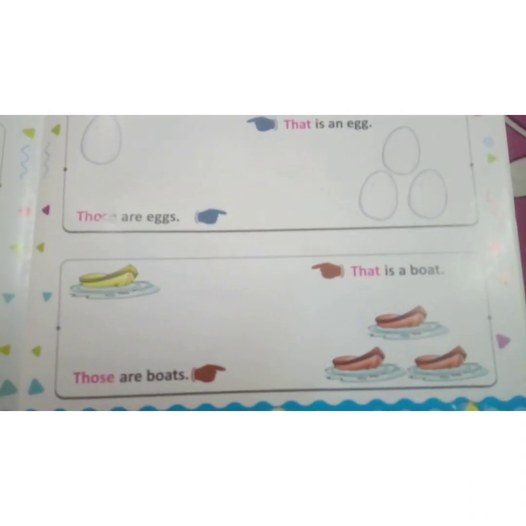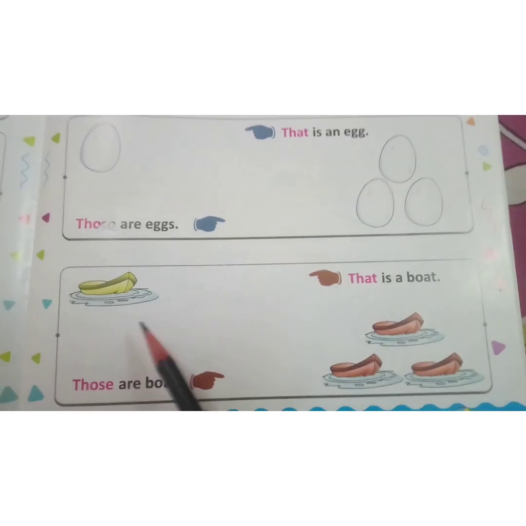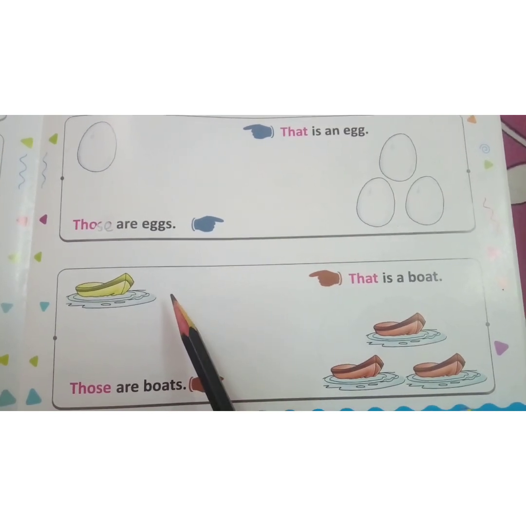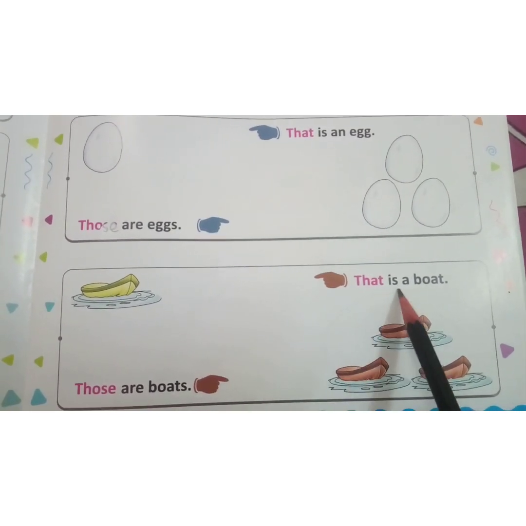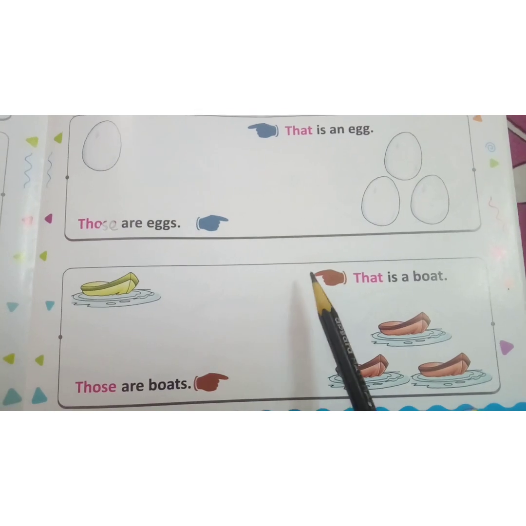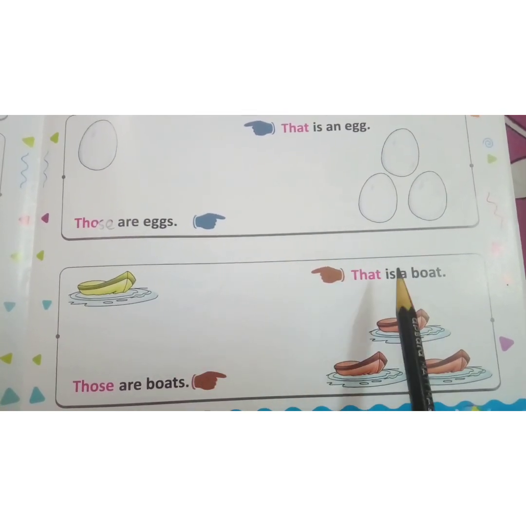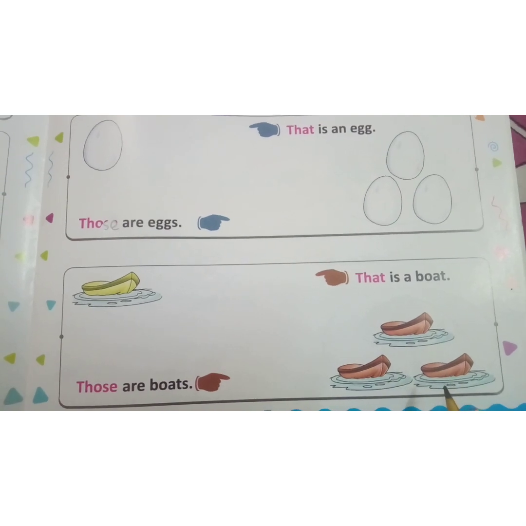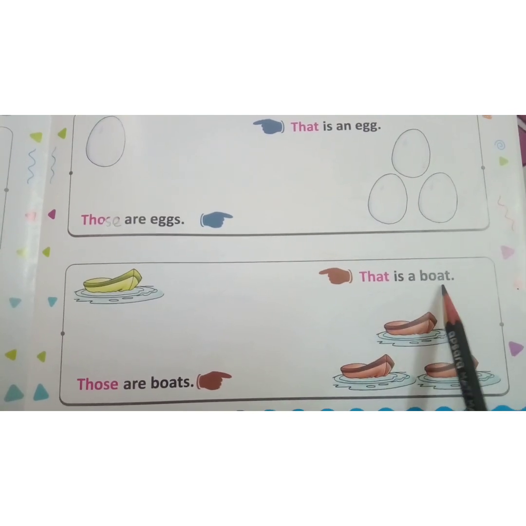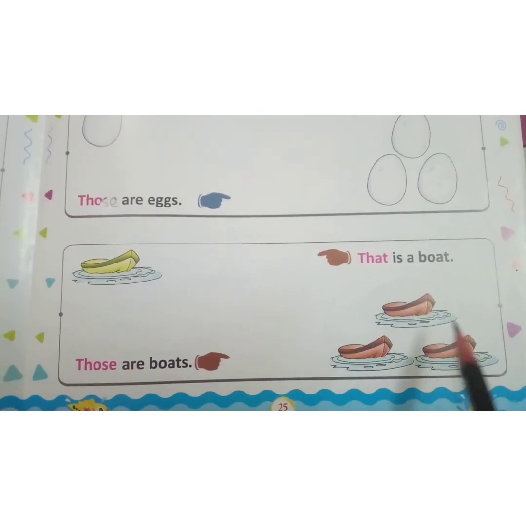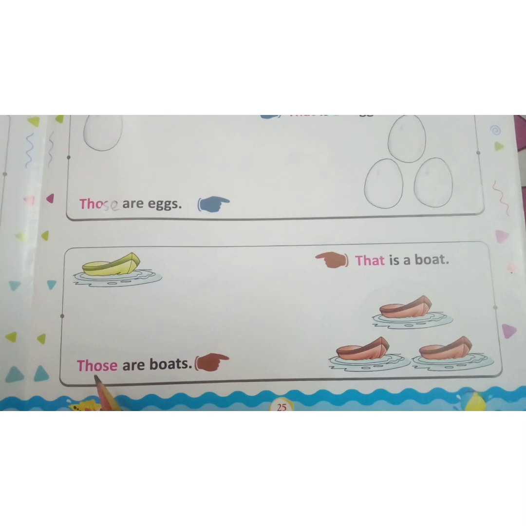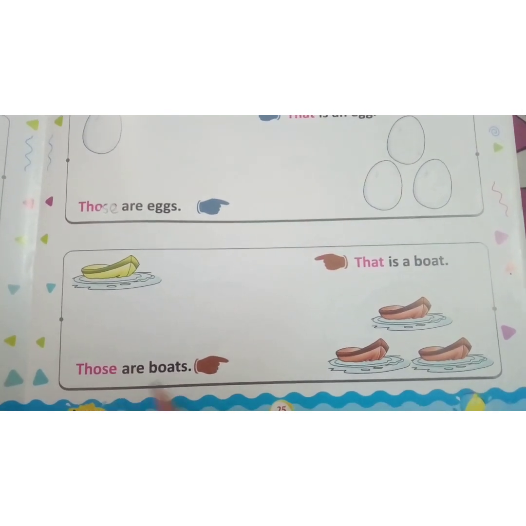Now let us see the next picture. Here we can see only one boat which is far. So what will we use? We will use that. That is a boat. So children, we use that when only one object is far from us. And when many objects are far from us, we will use those. And next, what can you see? Here we can see many boats. And it's far. So we will use those. Those are boats.